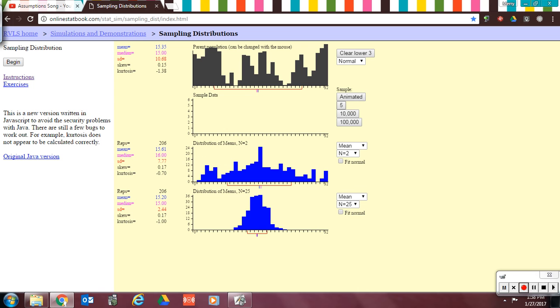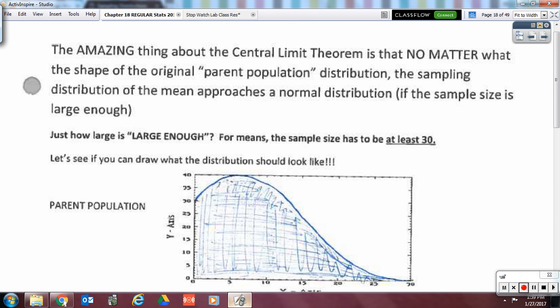Okay. Still, is the middle one looking good? No. Is the bottom one getting better and better still? Okay. So again, the central limit theorem says it does not matter the shape of this population. If n is large enough, which is this bottom one down here, the sampling distribution will be normal. Okay, so let me get you guys drawing, because I'm losing you.